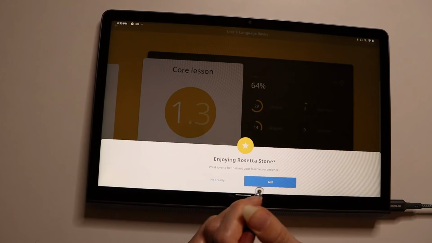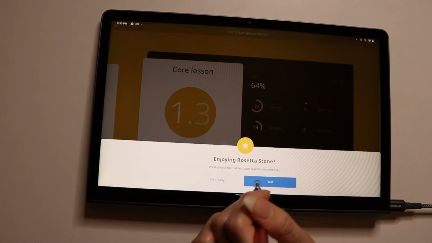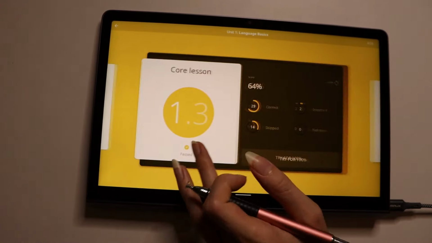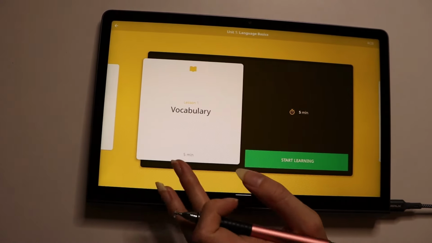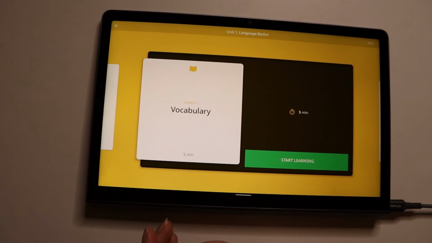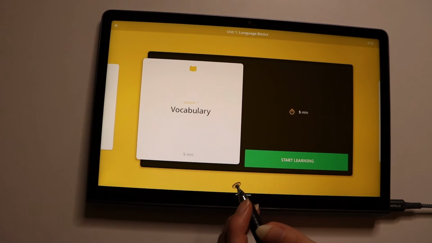Enjoy Rosetta Stone. If I click yes, I will have to rate it. I don't have time for that. Alright. That was really hard. Now we can do the vocabulary. This is only going to take 5 minutes, so we're still going to do this one. And then I think I'm done for today.